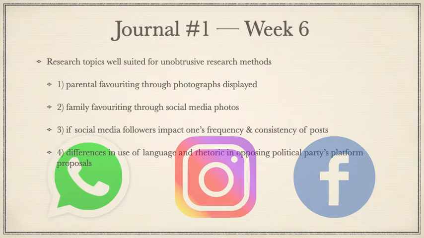A third research topic may surround the idea of viewing various social media accounts and determining whether their amount of followers have an impact on the consistency and frequency of their posts. Lastly, an appropriate unobtrusive research topic may be if one were to determine the difference in writing between opposing political documents, such as a party's proposing platform, during an election period. The differences would include searching for use in language and rhetoric that are presented in each party's platform proposal.